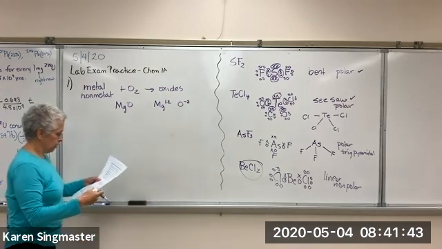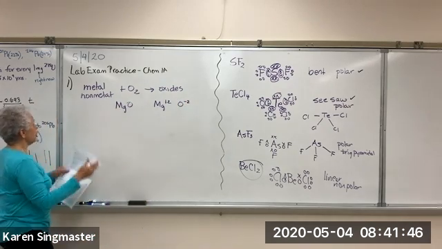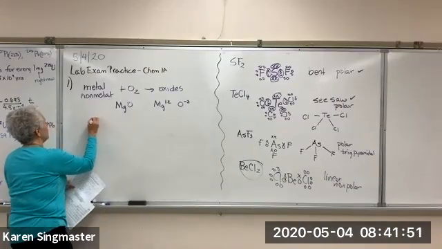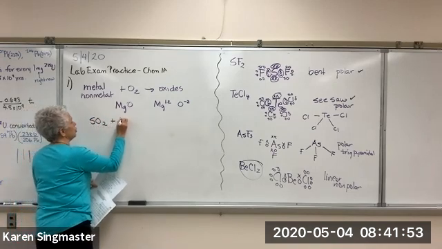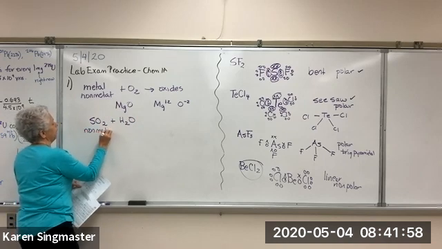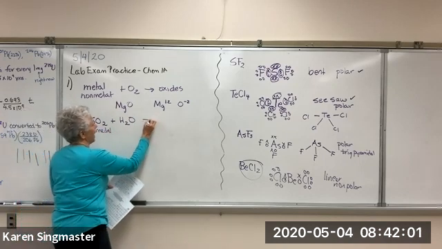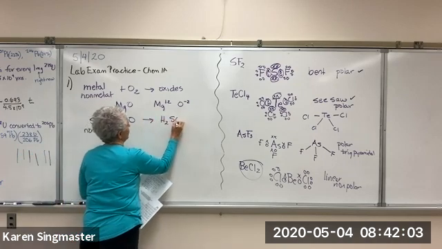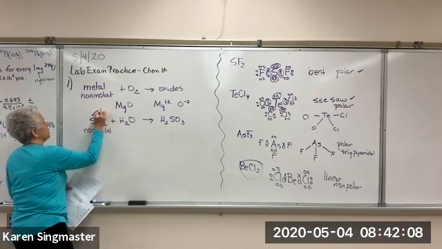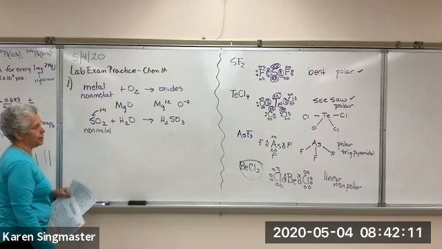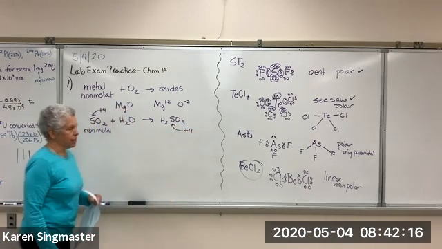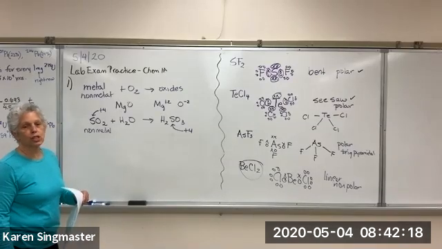Product between SO2 and H2O. So SO2 plus H2O. This is a non-metal oxide. Non-metal oxides make acids, so H2SO3. Notice that we're keeping the same oxidation state. This is a +4 oxidation state there, and this is a +4 oxidation state. That's why this does not make H2SO4.